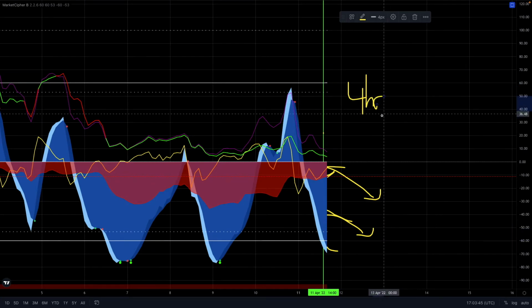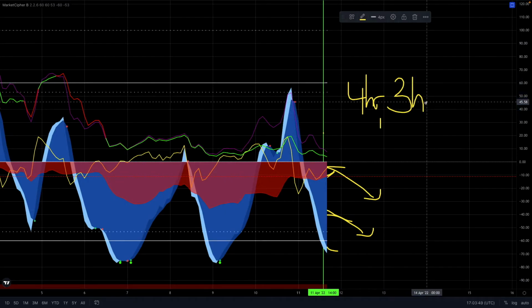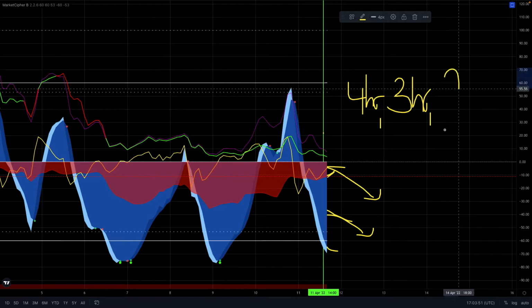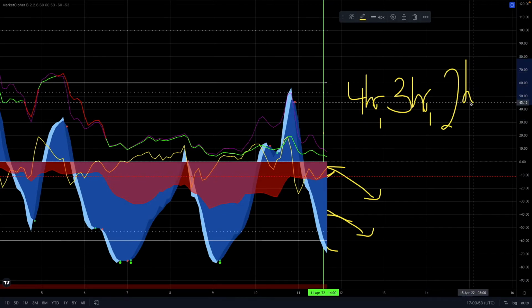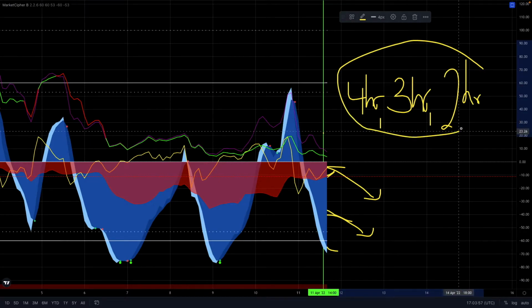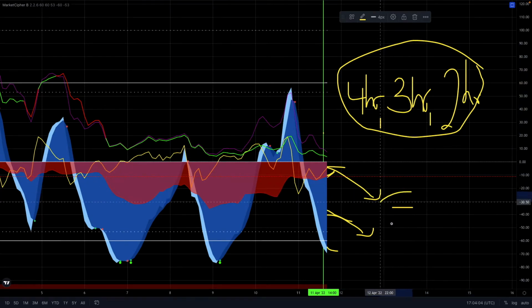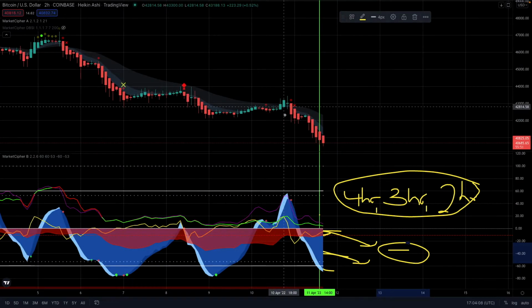On the 3 hour time frame, we are still in the negative, and on the 2 hour time frame, we are still in the negative. So how do we summarize this? We have 3 different time frames saying the same thing. In other words, all 3 are saying that we are in negative territory. So price is bearish, meaning we are bearish.